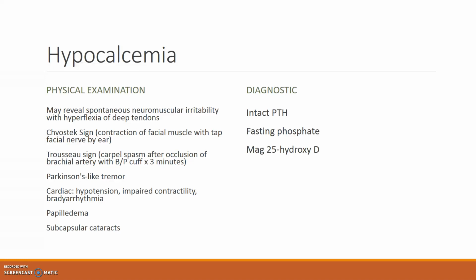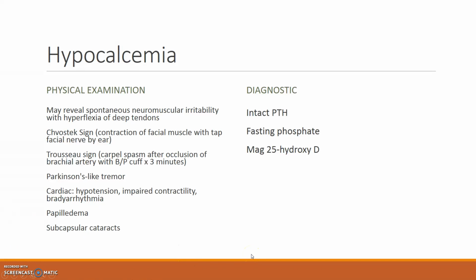There are a couple of specific signs that we can do. The two physical assessment signs are the Chvostek sign, which is looking for contraction of the facial muscle where you tap the facial nerve near the ear. And then the Trousseau sign is a carpal spasm after occlusion of the brachial artery with the blood pressure cuff. So put the blood pressure cuff on, you occlude the brachial artery for about 3 minutes, and you'll elicit a carpal spasm if it is a Trousseau sign.